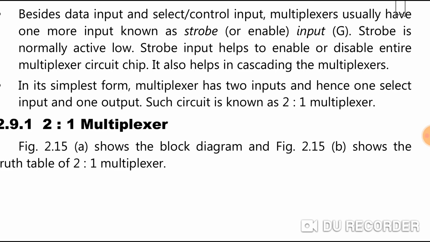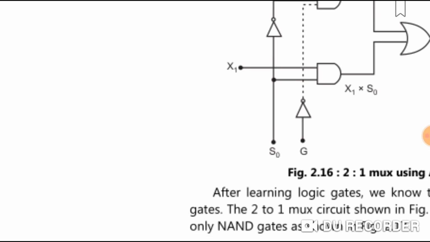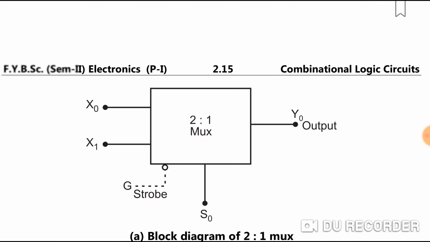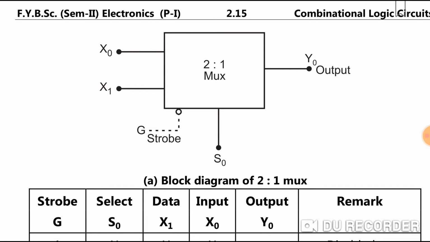In its simplest form, multiplexer has two inputs and hence one select input and one output. So such a circuit is known as 2 by 1 multiplexer. Now in 2 by 1 multiplexer, this is the block diagram and this is the truth table of 2 by 1 multiplexer. So this is the block diagram. X0, X1 are inputs, G is strobe, S0 is the select line, and Y is output.